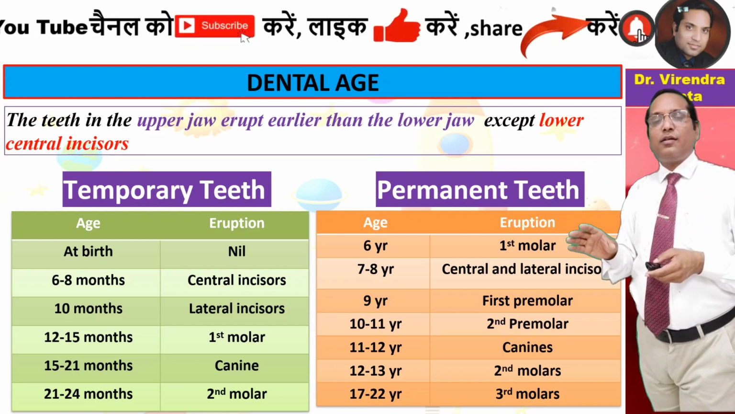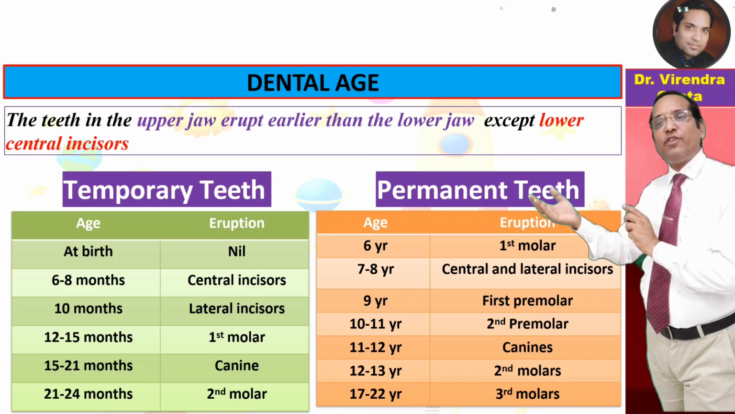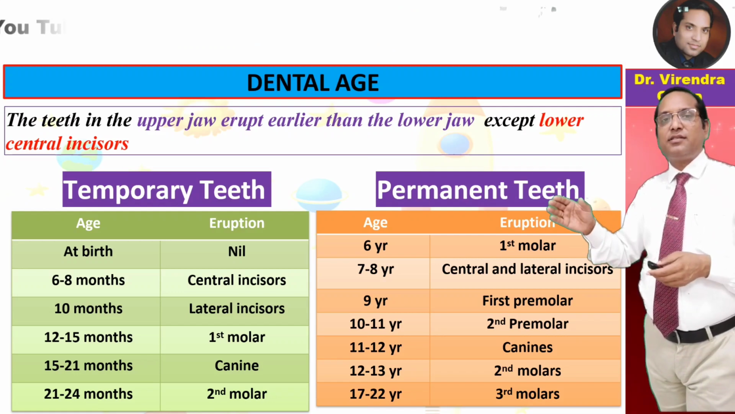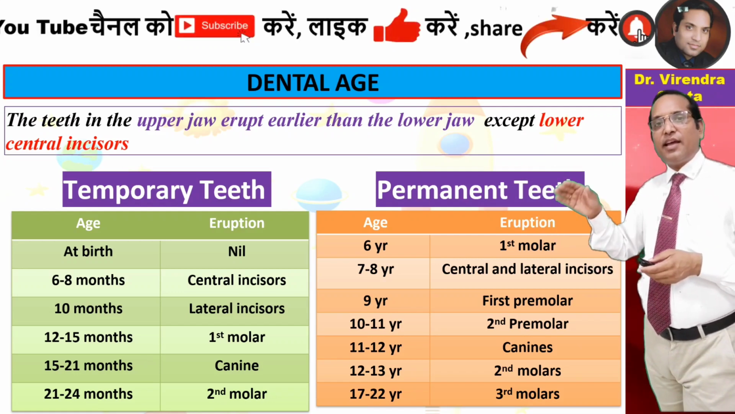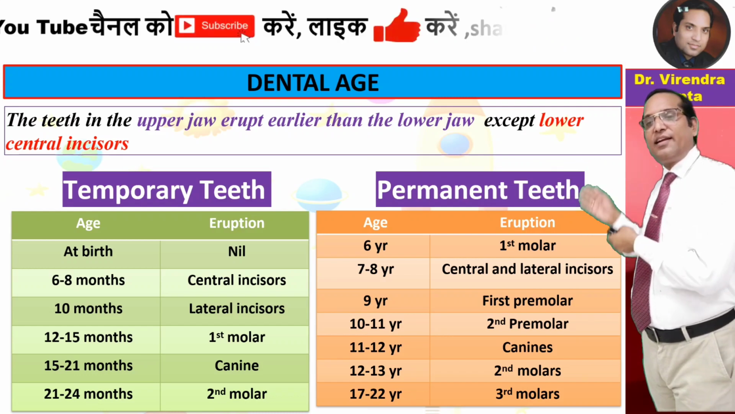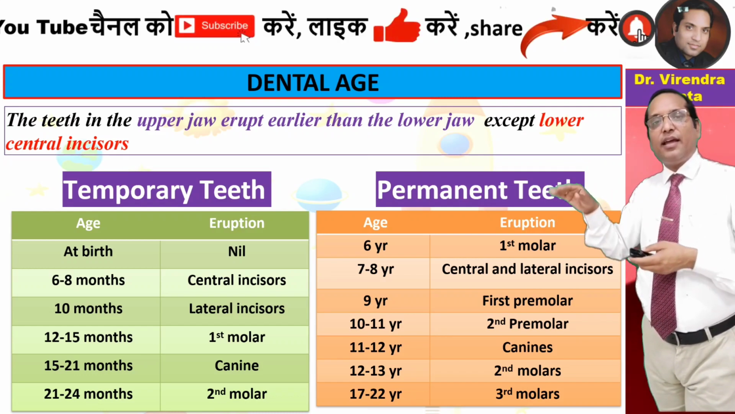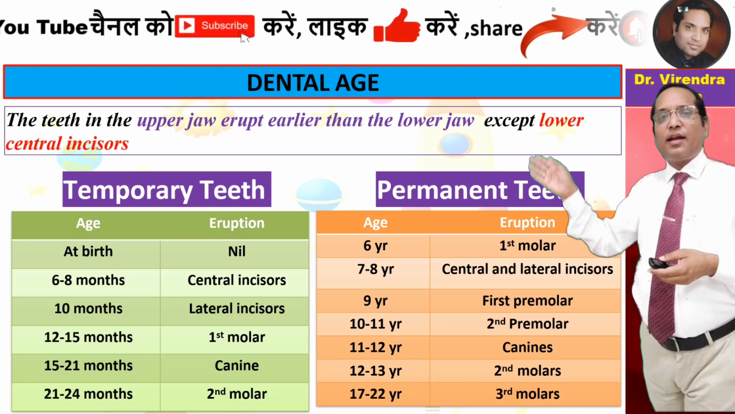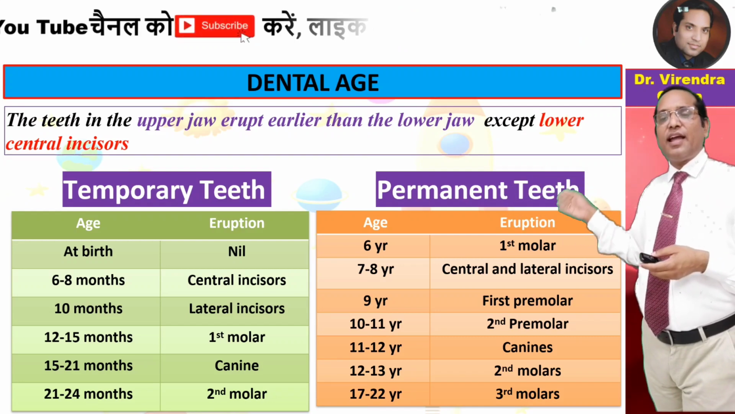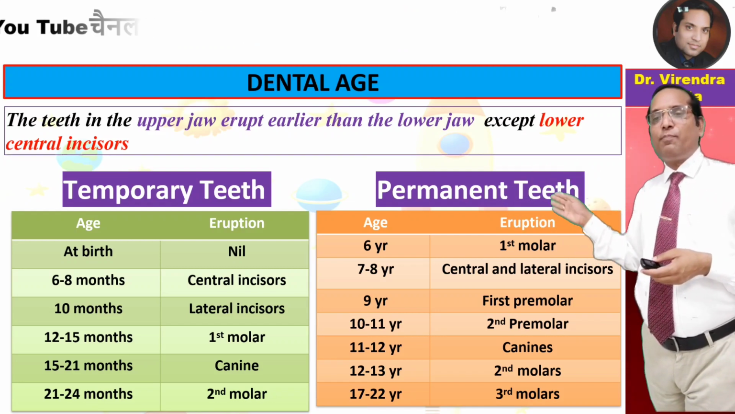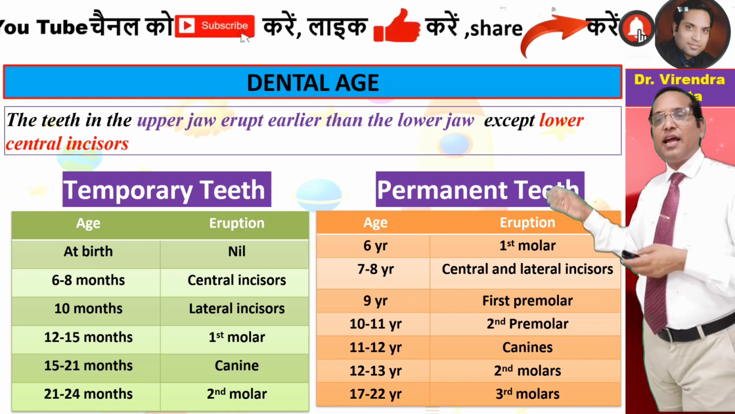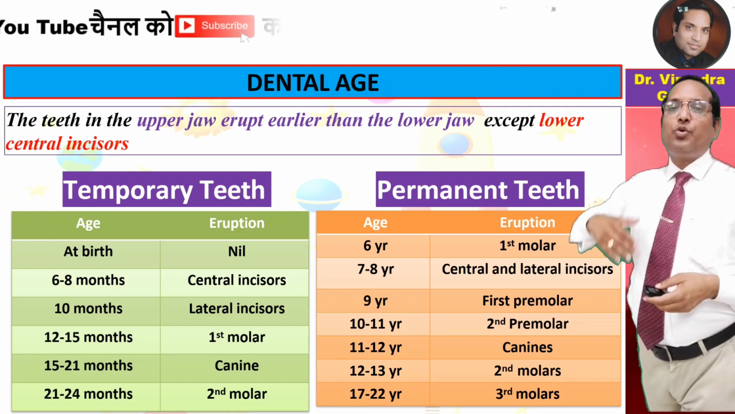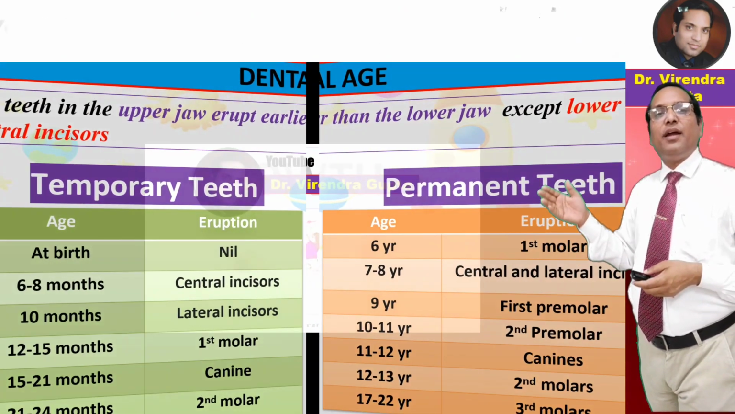So almost all temporary teeth appear up to 2 years of age, and permanent teeth start to erupt at the age of 6 years as the first molar, and at the age of 7 to 8 years, the central and lateral incisors erupt. At the age of 9 years, the first premolar; the second premolar appears at the age of 10 to 11 years, canine at 11 to 12 years of age, second molars at 12 to 13 years of age, and the third molar appears lastly at 17 to 22 years of age, and it may be later.